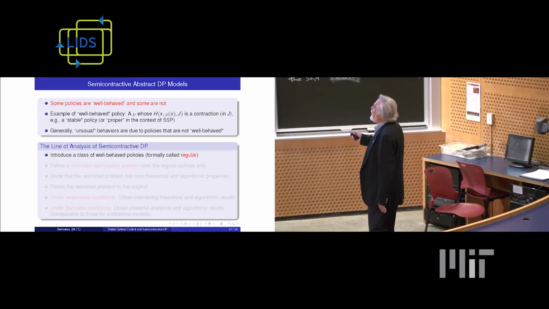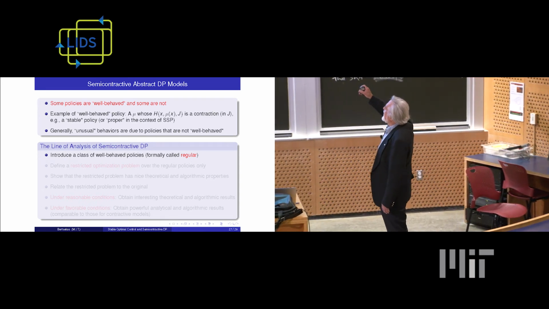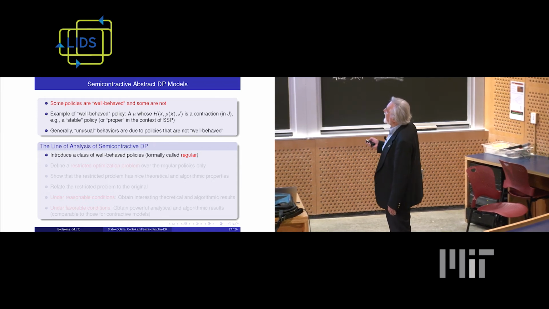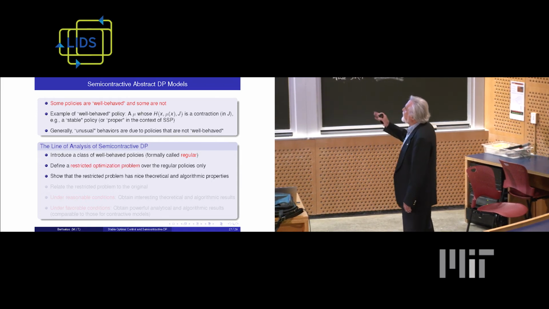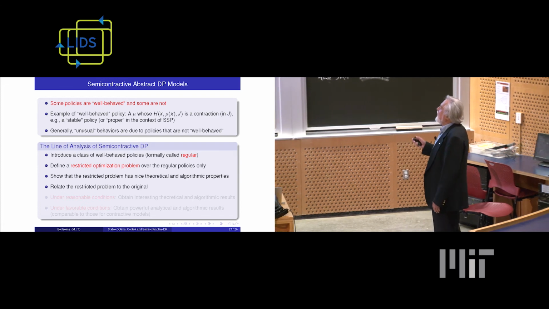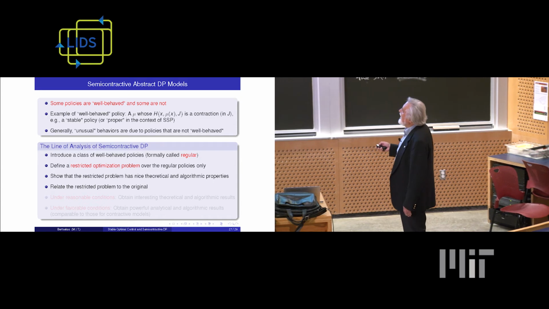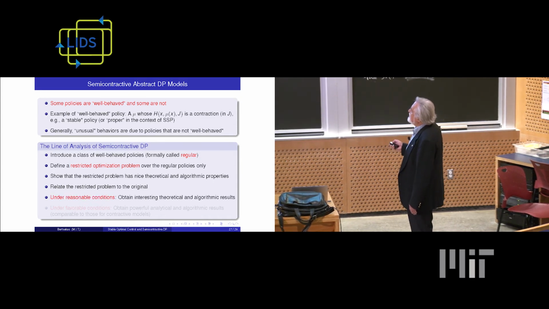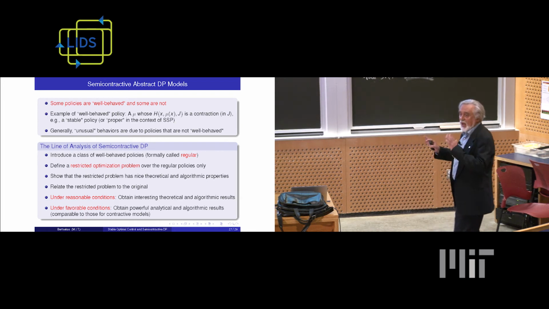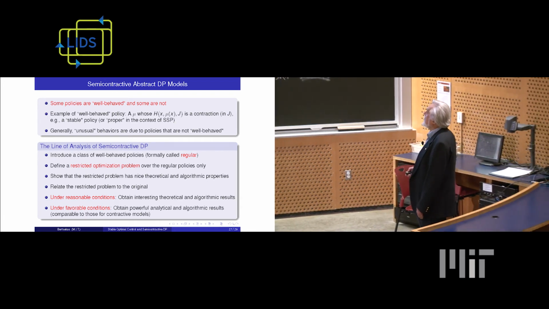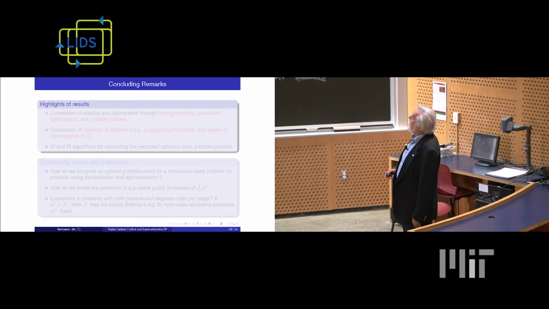So there's more here. We introduce a class of well-behaved policies, and there's a formal mathematical definition for that, a definition of regularity. We define a restricted optimization problem. We show that the restricted problem has nice theoretical and algorithmic results. And then we have favorable cases and unfavorable cases, as in this example that I have described. So here's my last slide.